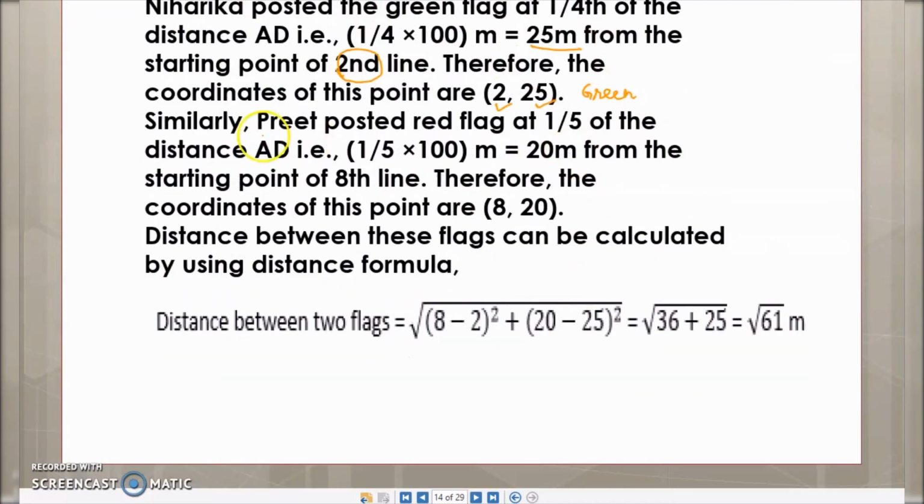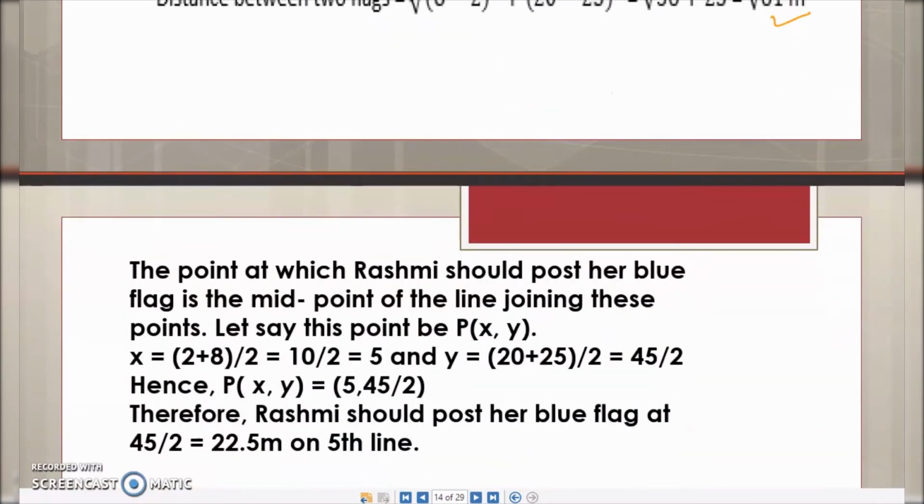Next one, Preet posted a red flag at 1/5 of the distance. So 1/5 of 100 is 20 meter and on the 8th line. So (8, 20). These are the coordinates of the flag that is posted by Preet. That is the red flag. Now the distance between these flags you can find out using the distance formula. Square root of (x2 minus x1) the whole square plus (y2 minus y1) the whole square. So when you calculate it, it is coming as root 61 meters.